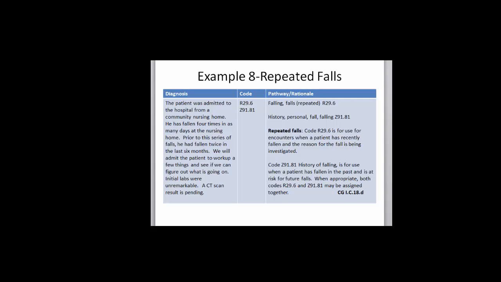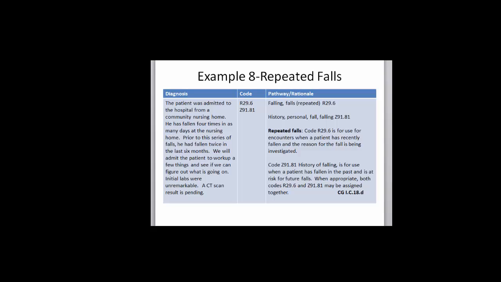And here's an example of repeated falls, and there is a guideline that talks about repeated falls and a history of falling, and this is used quite a bit because in nursing homes it is not unusual for residents to fall, and I'm glad that there's codes that allow us to report that so that it can be tracked. In this case, the patient was admitted to the hospital from a community nursing home. He has fallen 4 times in as many days. Prior to this series of falls, he had fallen twice in the last 6 months.